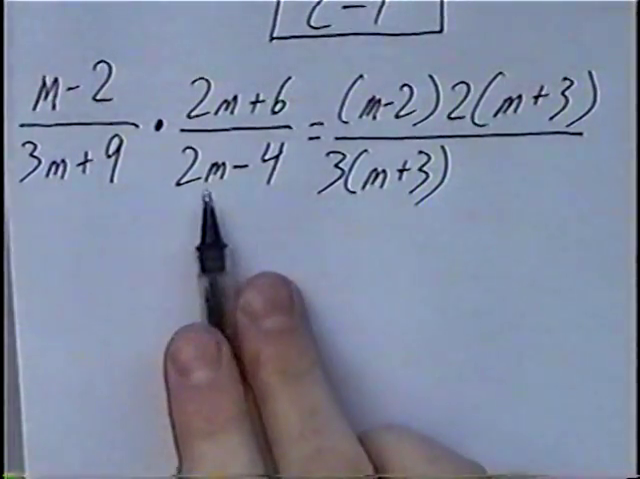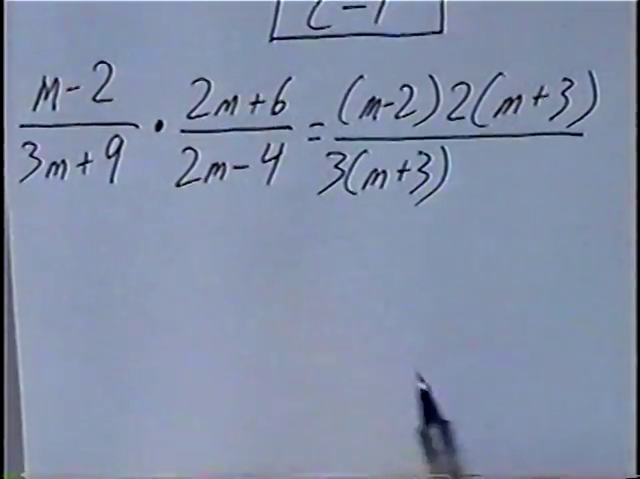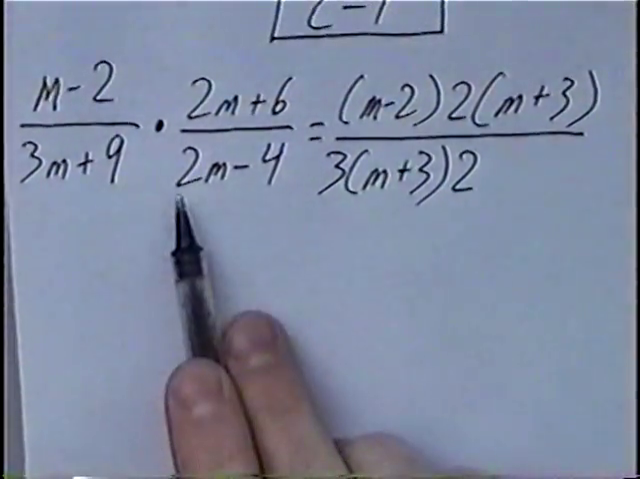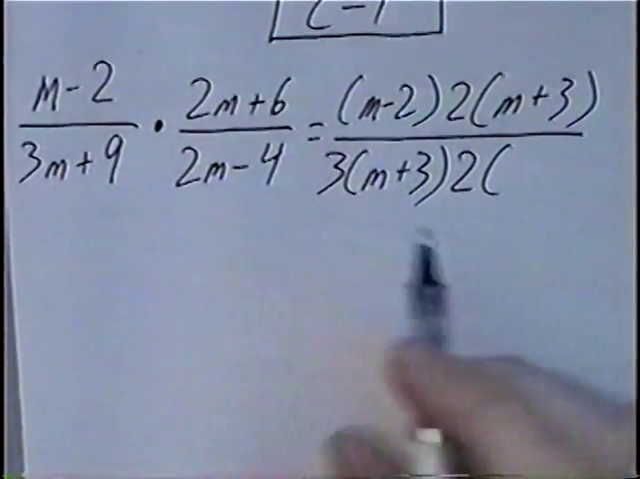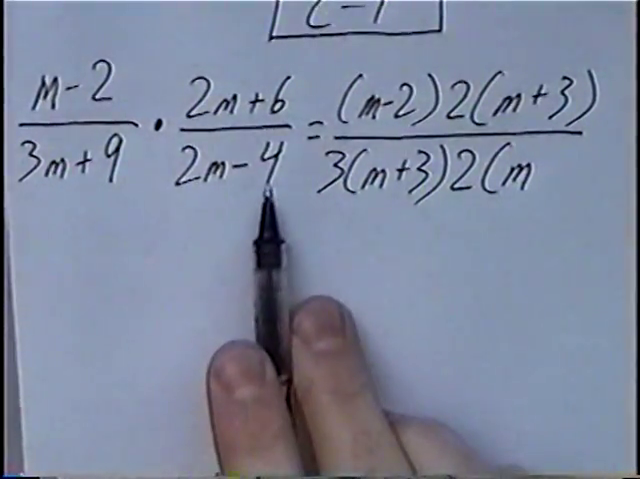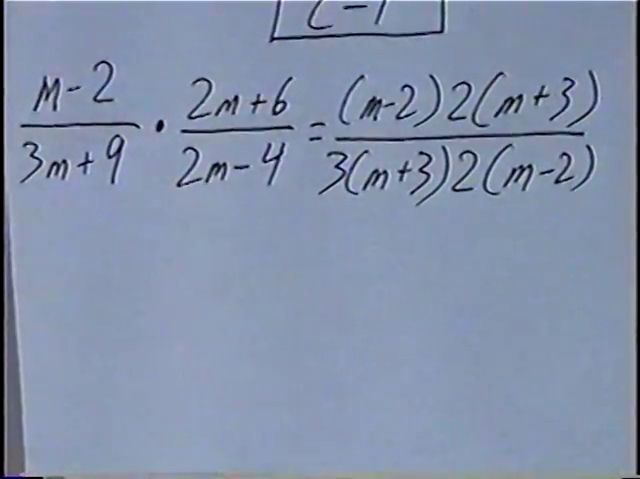Factoring the last denominator, 2m minus 4. Factoring again, we can take a 2 out of 2 and 4. And dividing by 2, we'll be left with m. And dividing by 2, we'll be left with a negative 2.